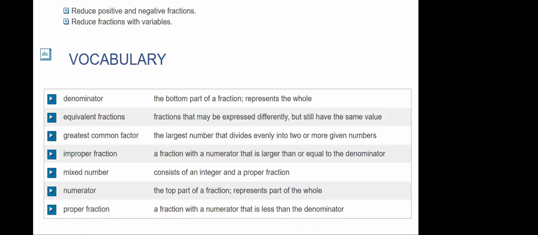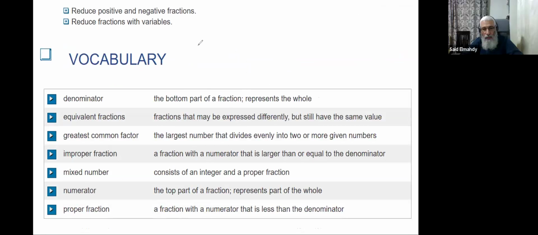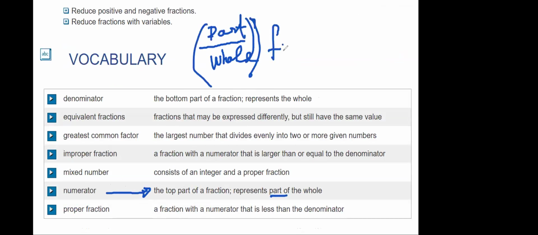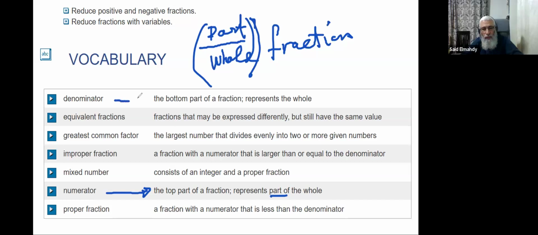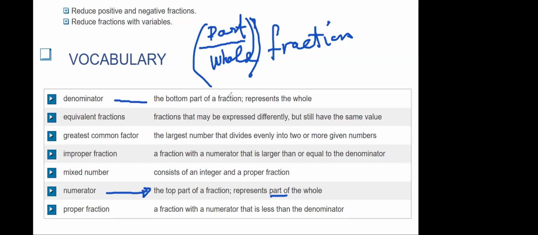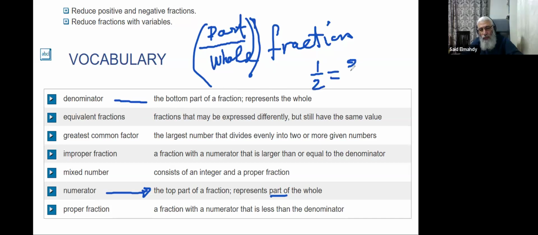Denominator. The bottom part of a fraction represents the whole. Yes, always. The bottom is the whole, and the numerator is the part. We call this a fraction. So equivalent fractions: fractions that may be expressed differently but still have the same value, like 1/2 and 2/4 and 3/6 and 4/8 and so on. All these are equivalent. All of them are equal.